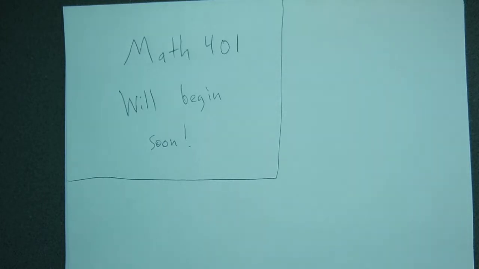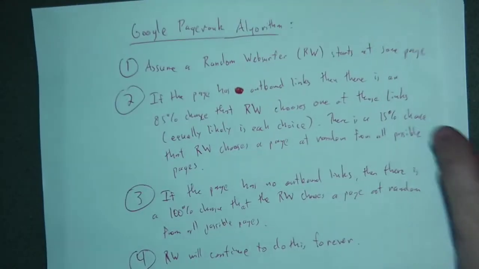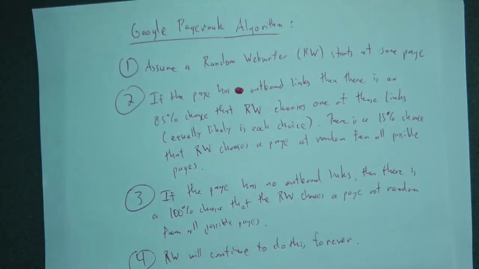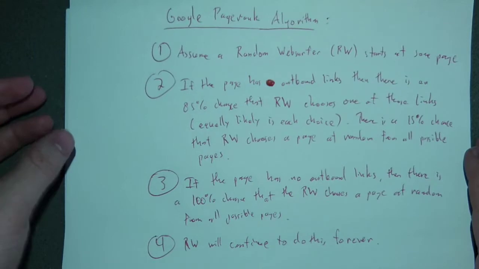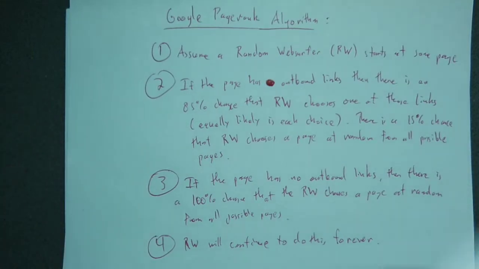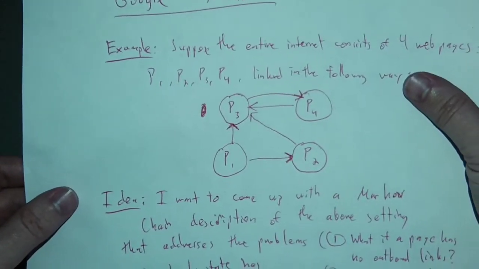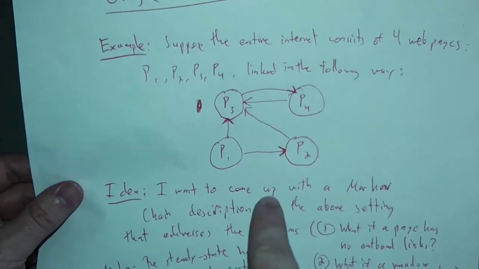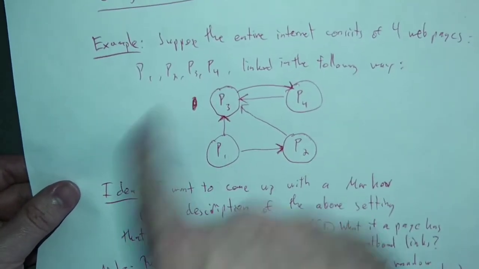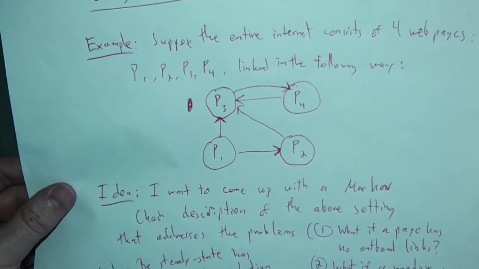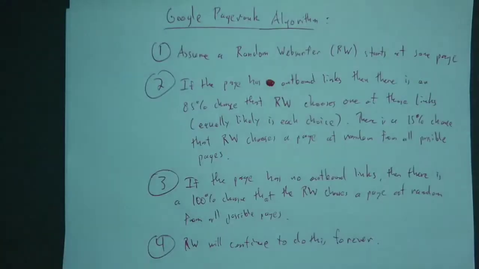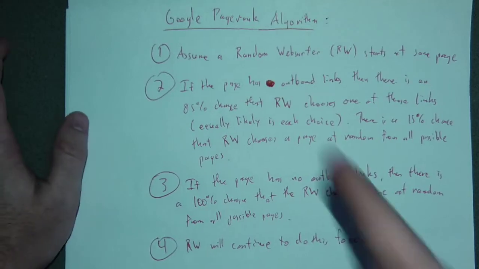last time in our discussion of PageRank, just a quick review. The way that the PageRank algorithm works is the following. Last time I used this example: our internet consists of just these 4 web pages, and the arrows indicate the directions that the links are pointing. So the Google PageRank algorithm is the following.